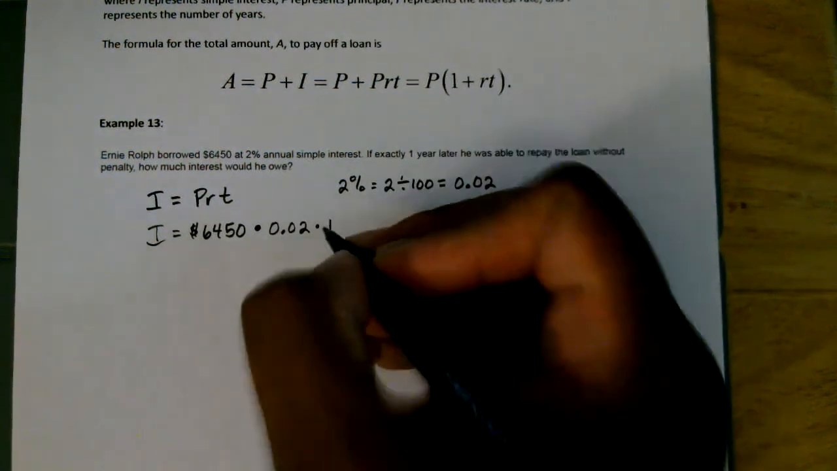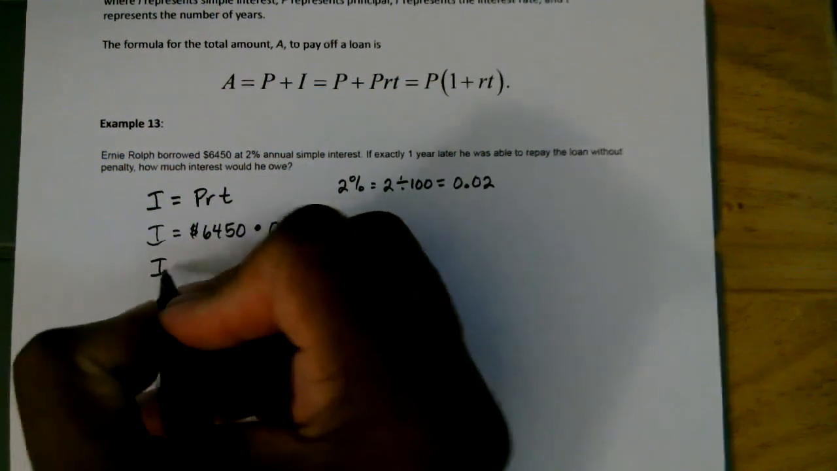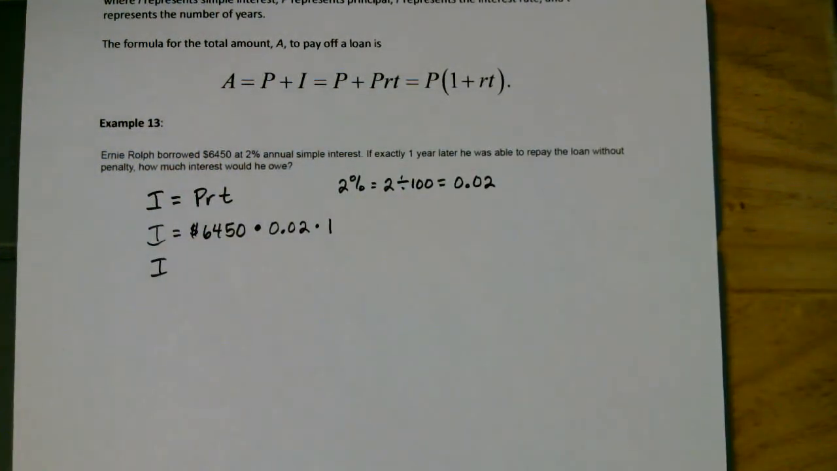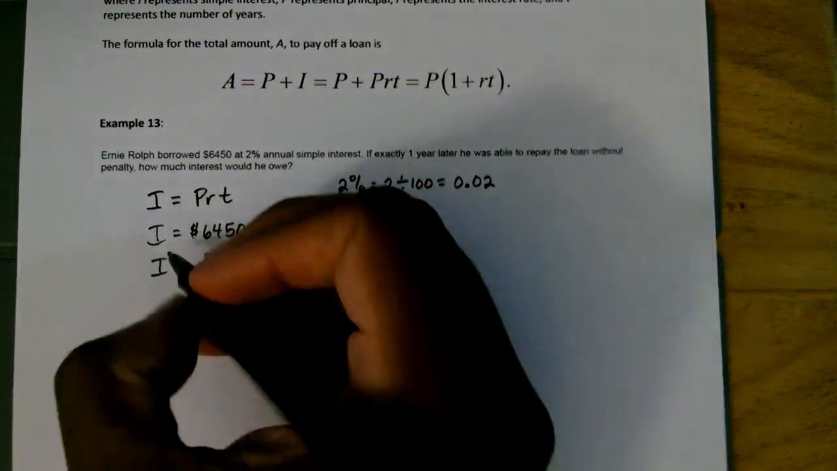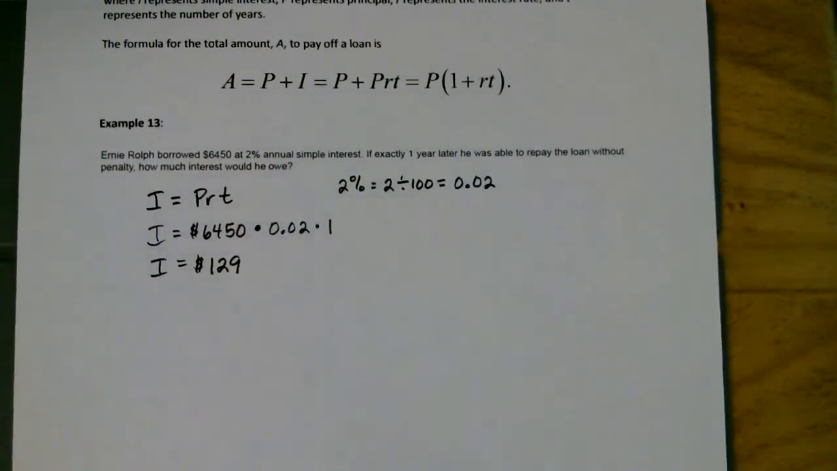So the T will be 1. And all we have to do there is just multiply 6,450 times 0.02 times 1, and we will end up with $129, which is all that we're looking for here. So that is the interest that he will owe if he pays that loan without penalty in 1 year.